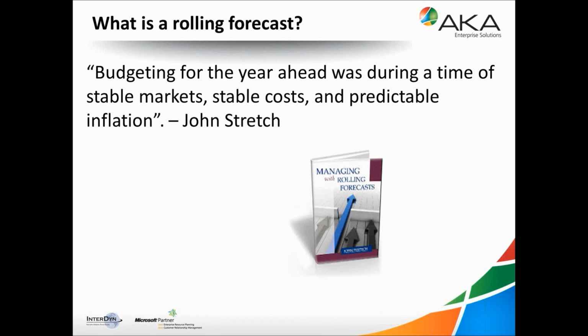Okay, so what is a rolling forecast? There are a number of different books on this subject. This one is by John Stretch, but it's basically that budgeting for the year ahead was done during a time of stable markets, stable costs, and predictable inflation. So what we're seeing now is that a lot of our clients are getting out of that mode of a once-a-year annual budget, because things change constantly, and that budget, which might have looked realistic 12 months ago, or 6 months ago, or 3 months ago, becomes irrelevant or not achievable when conditions change. So it's a lot better to measure your performance against a rolling forecast than against something that had drivers that are now out of date.